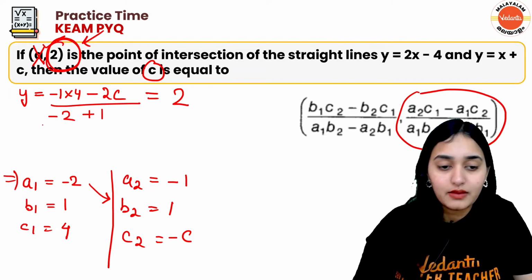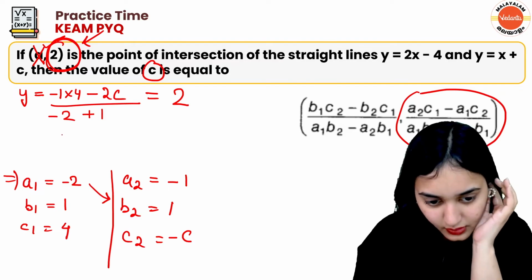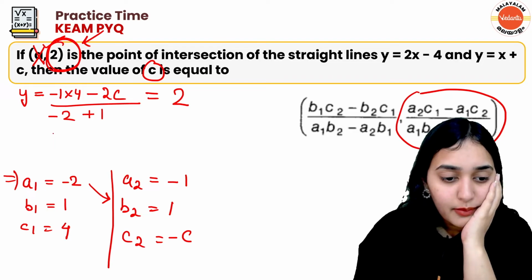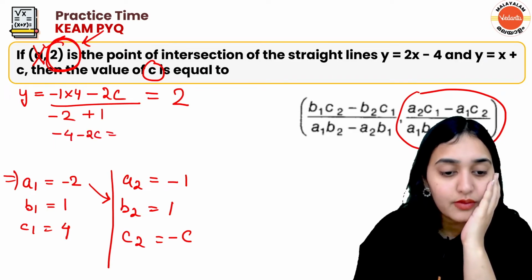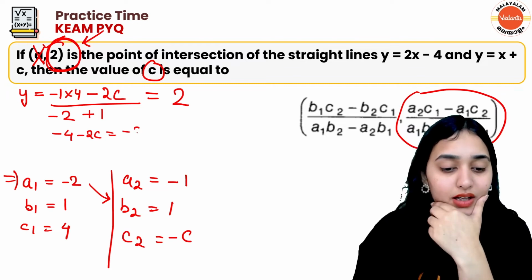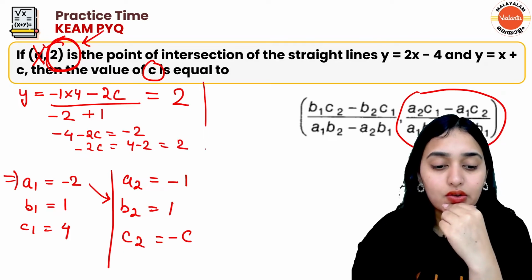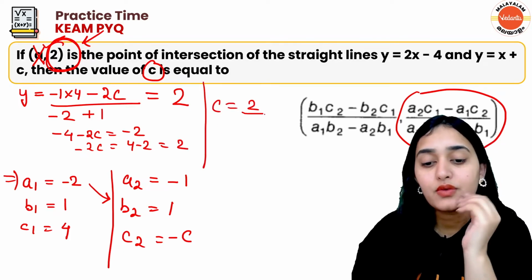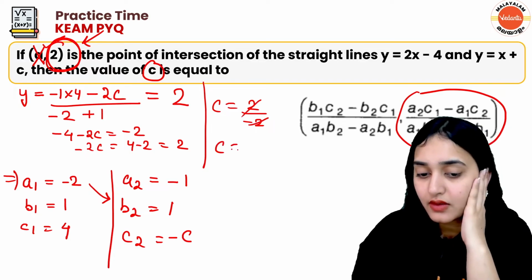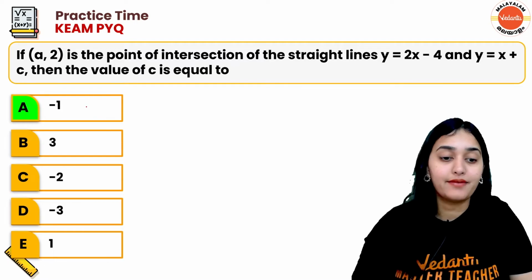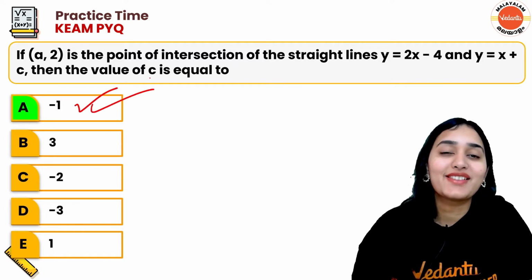So this implies that minus 4 minus 2c upon minus 2 plus 1, which is minus 1, is equal to 2. So minus 2c is 4 minus 2, which is equal to 2. So c is equal to 2 upon minus 2, that is c is equal to minus 1. I guess this should be the answer. Yeah, c is equal to minus 1.